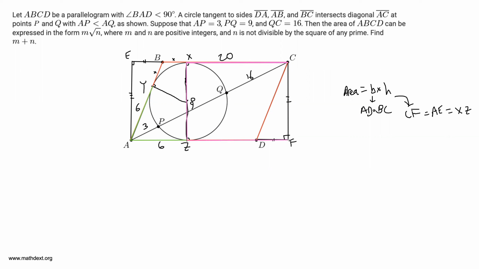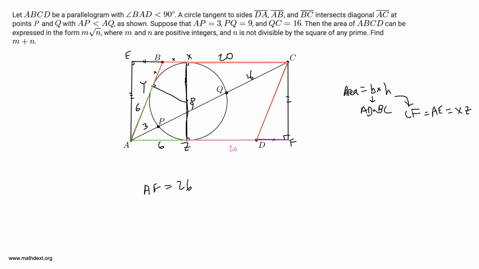These 4 side lengths form a rectangle, and the reason is because this is a right angle, this is a right angle, this is a right angle, and that's a right angle. So that is a rectangle, which means that this side FZ is equal to the opposite side CX, which is equal to 20 as well, which means that entire side AF is equal to 6 plus 20, which is equal to 26.